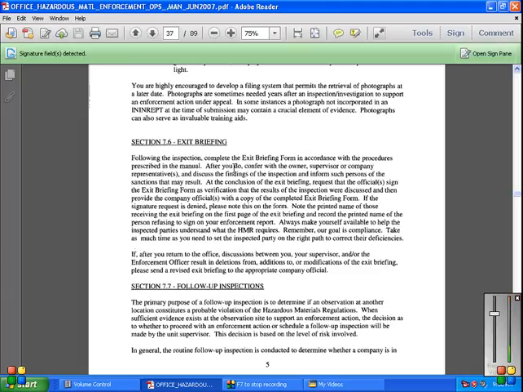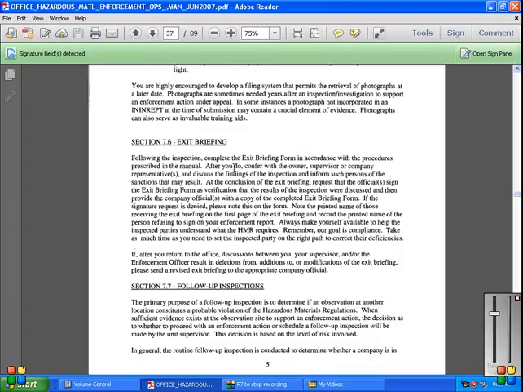At the conclusion of each exit briefing, request the official sign the exit briefing form as verification of the results of the inspection discussed, and provide the company official with the company copy of the completed exit briefing form. If the signature request is denied, please note this on the form. Note the printed name of the person receiving the exit briefing on the first page. Also record the printed name of any person refusing to sign on your enforcement report. Always make yourself available to help inspected parties understand the HMR requirements.